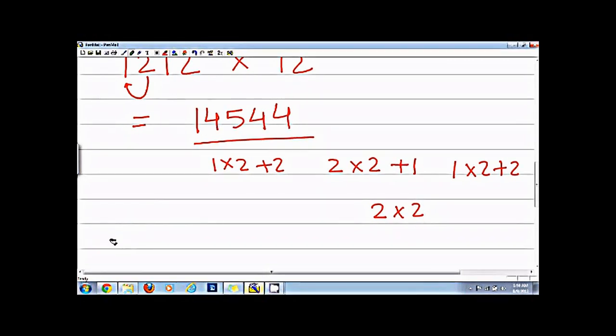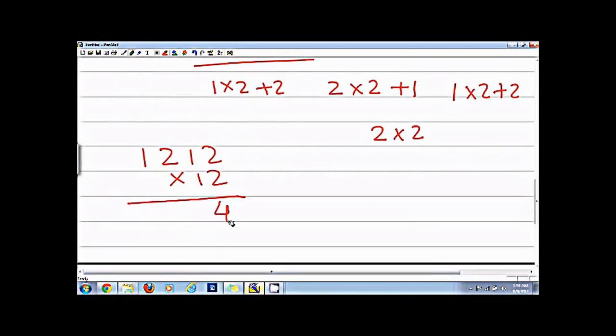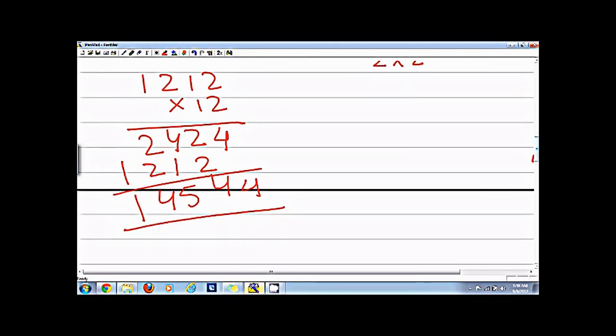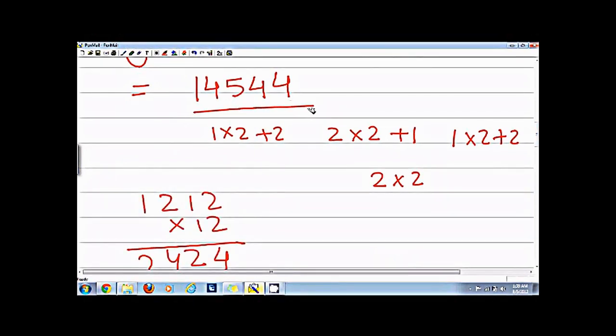I'll say 1212 into 12, and that will be equal to 2424 and then 12120. So the addition is 14544. So 14544, and that is what I got for my answer. So that is the answer.